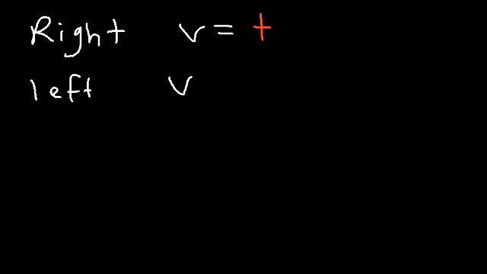The particle is moving to the right whenever the velocity is positive, and it's moving to the left whenever the velocity is negative. And it's at rest, or it could be changing directions, when the velocity is 0. So those are a few things to keep in mind.